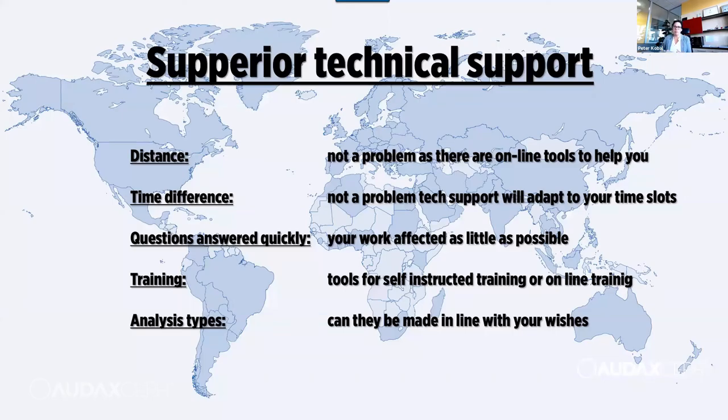Also, a very important thing that we look for is, besides the top quality of our software, at Audax our number one priority is to deliver superior technical support. We do that no matter the distance between us, no matter the time zones between us. We do that quickly, and it's almost like we're in the office there helping you out with your technical issue. But what we do need to encourage is that you communicate with us, that you send us emails, that you send us your questions, and we will help you with those.